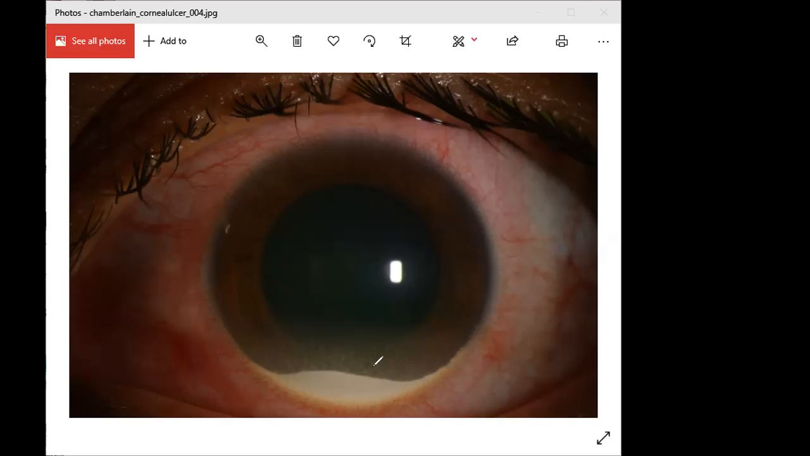As these particles are heavier, they fall and form a debris at the bottom layer, right? This accumulation of the pus cells inside the anterior chamber, in the lower part of the anterior chamber, is called the hypopyon, right?